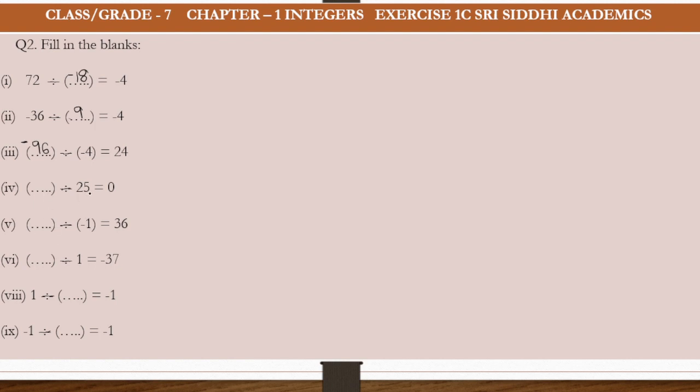Now what divided by 25 is equal to 0? Definitely 0. 0 divided by anything will always give 0.